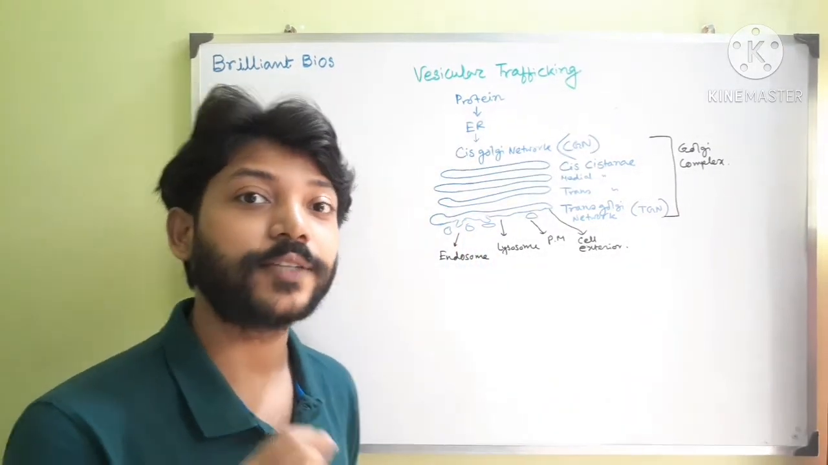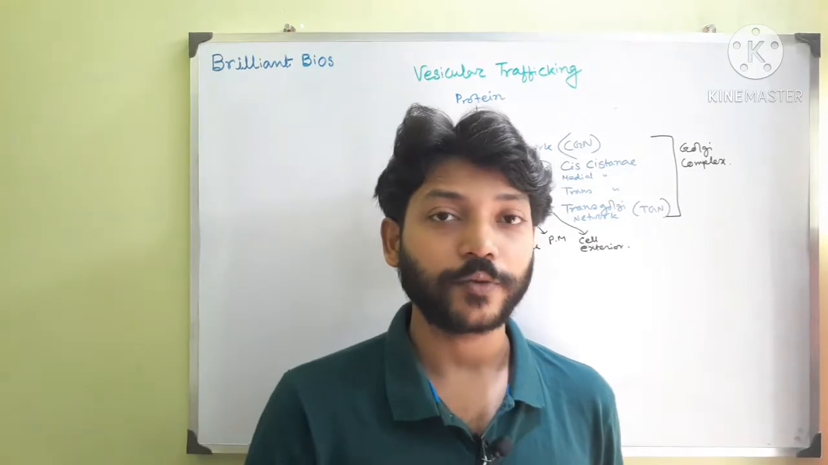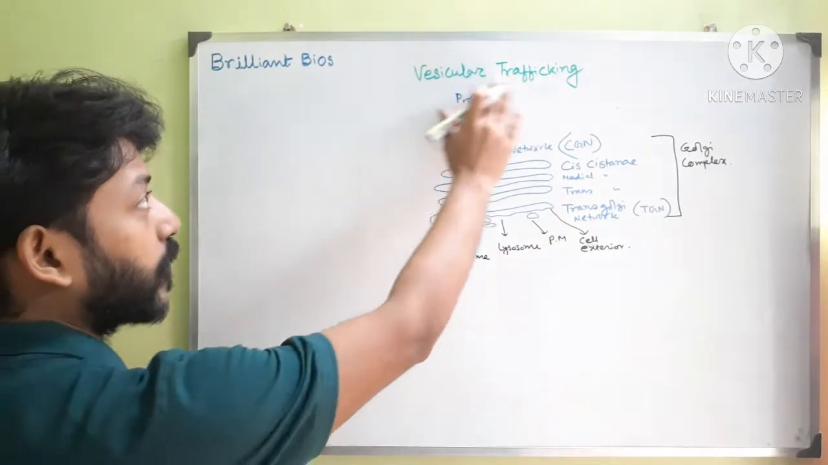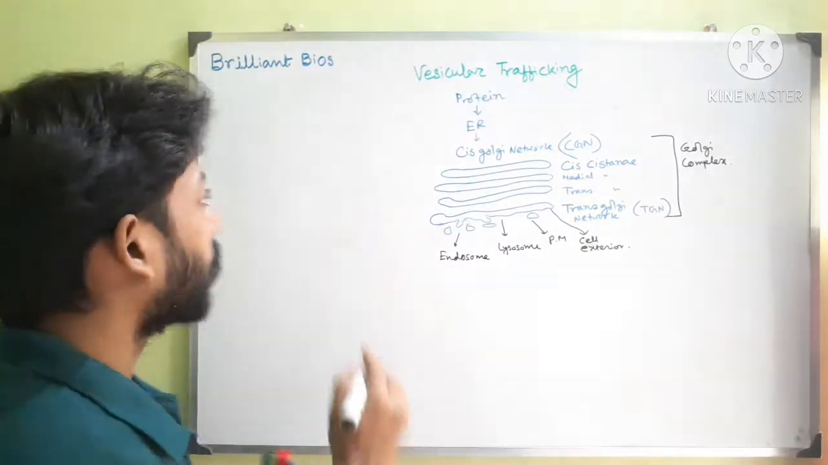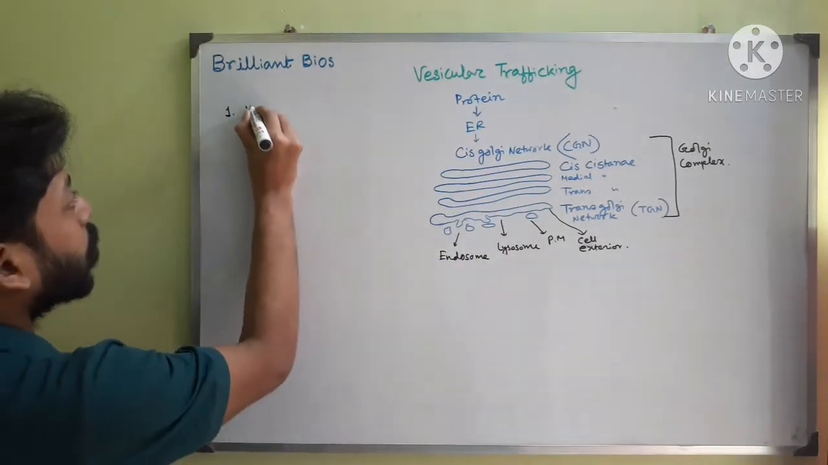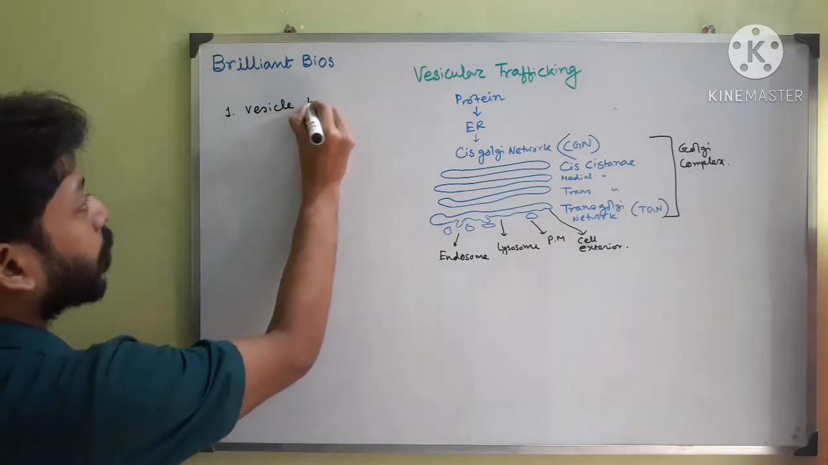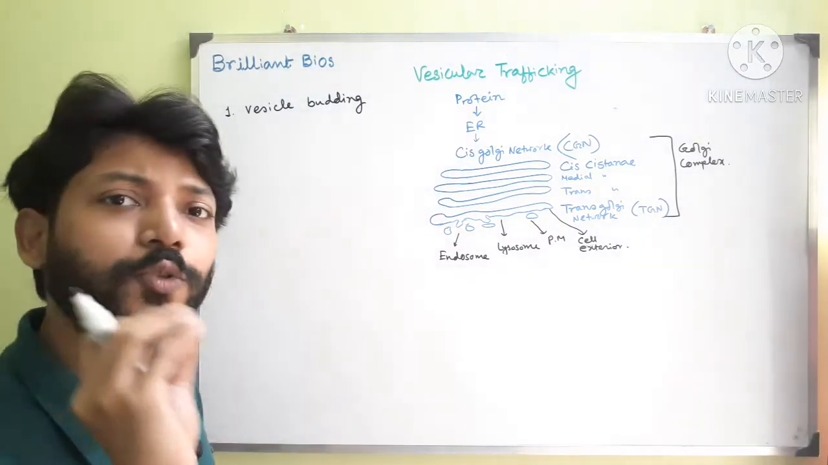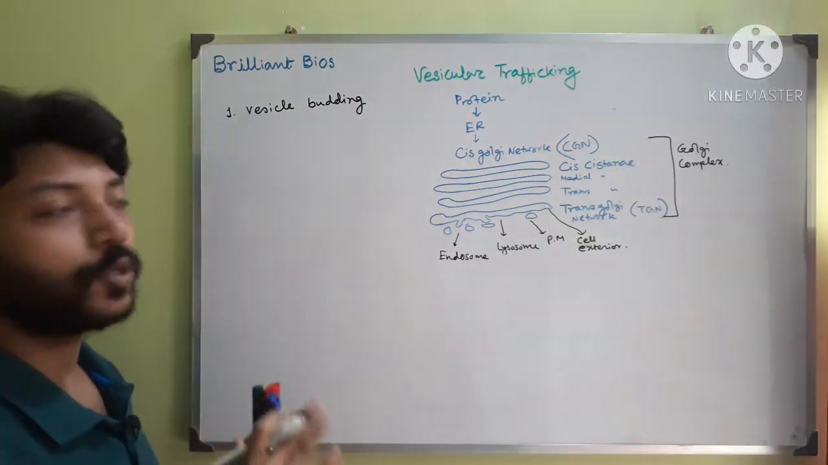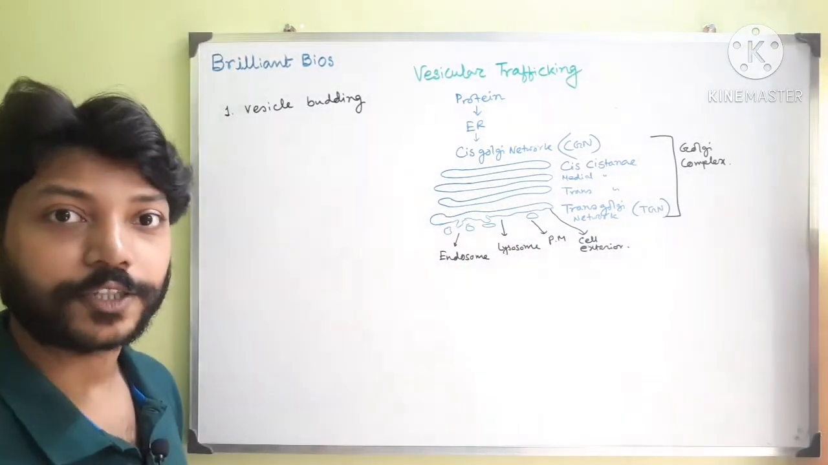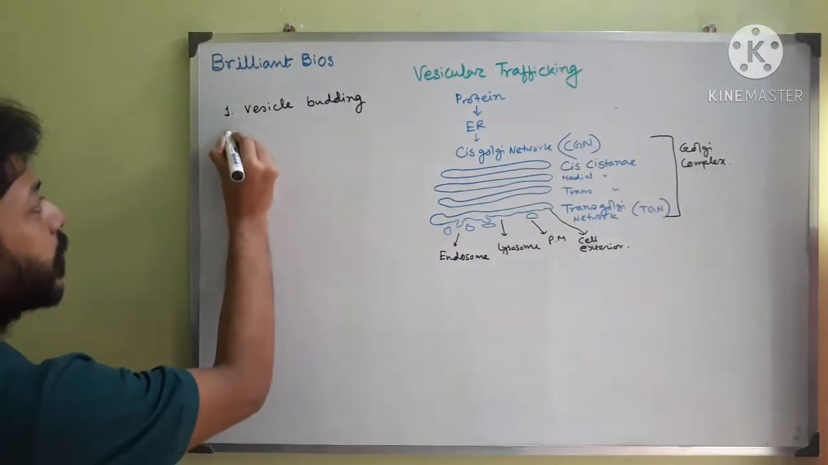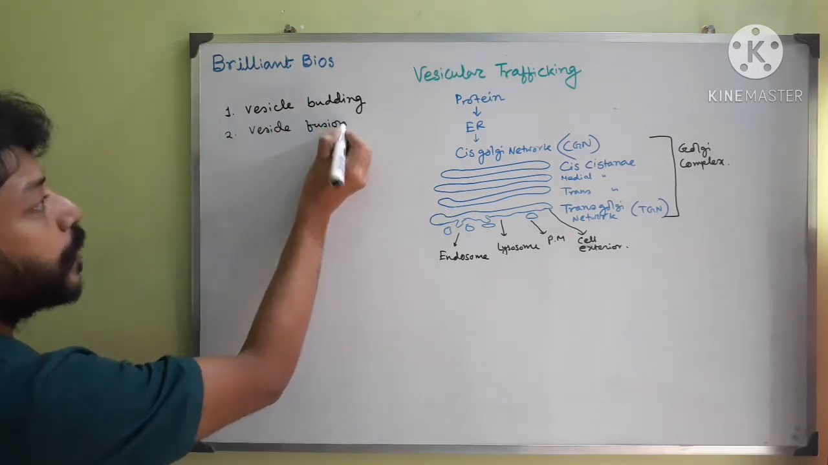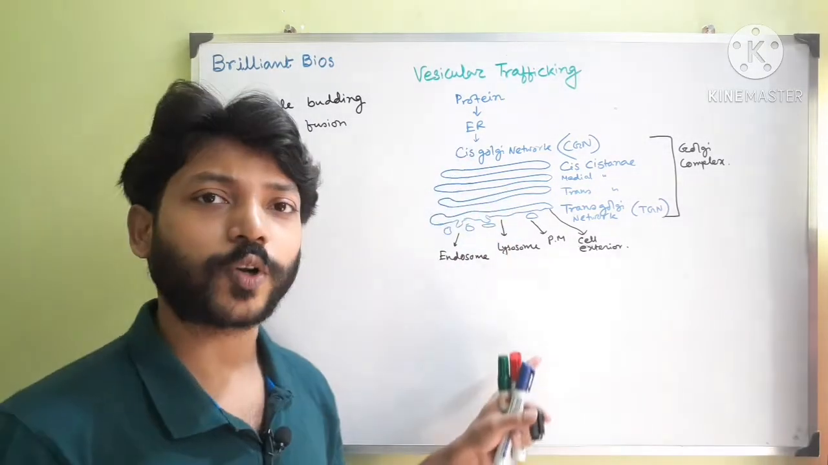So in this class, I will give you the very basic idea about this process. The first two things you have to understand in this vesicular trafficking topic: the first is vesicle budding. There are only two mechanisms involved during this vesicular trafficking. If you have understood these two mechanisms, you have totally understood the vesicular trafficking topic. The first is vesicle budding and the second is vesicle fusion. These two things repeatedly occur in this total process.